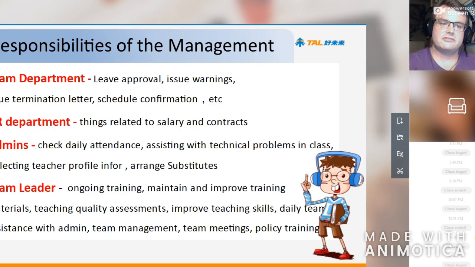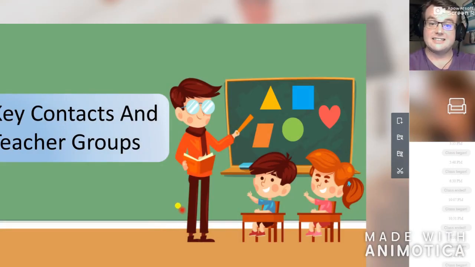So these are the different responsibilities of the different departments and management. Let's start the next part now. Here we will be talking about the key contacts and teacher groups. Let's start with the key contacts.